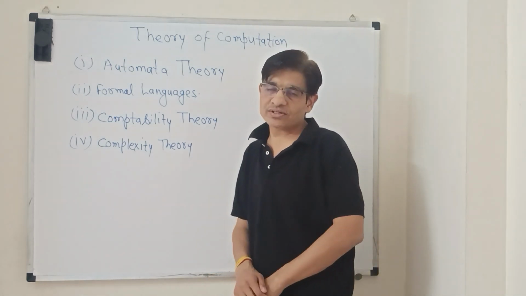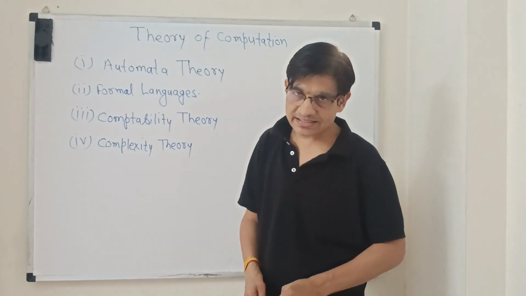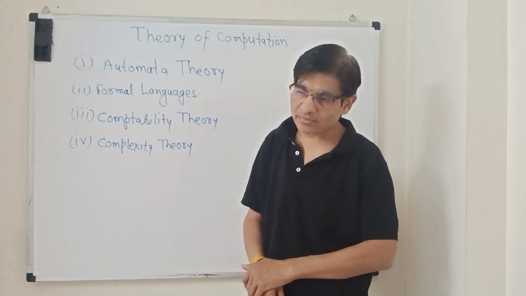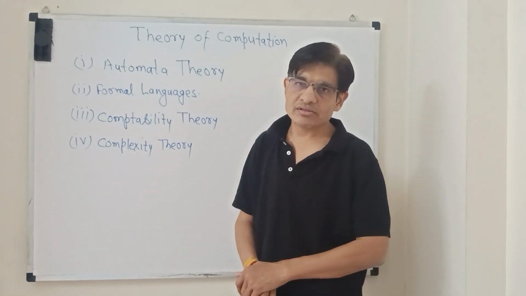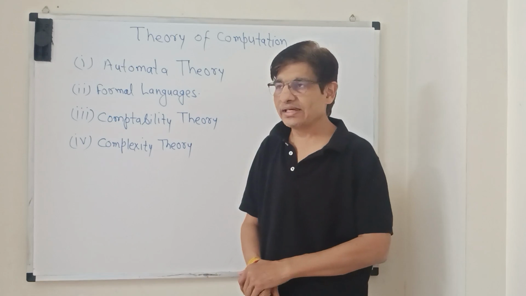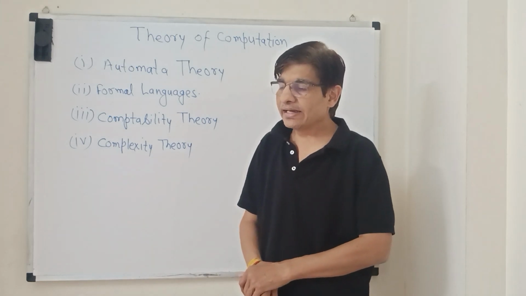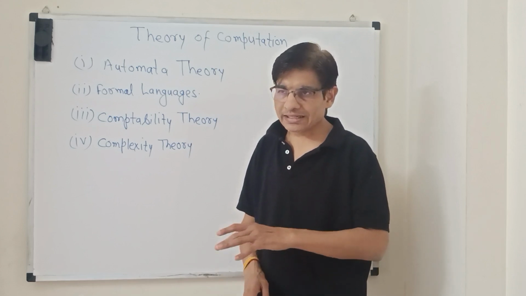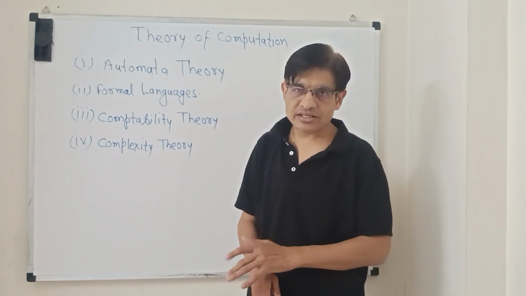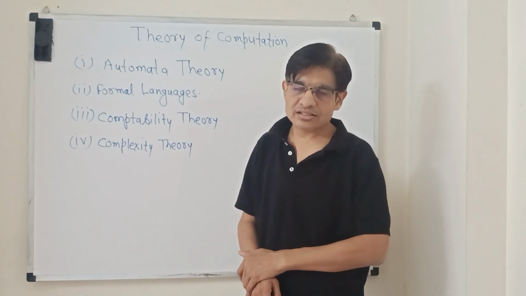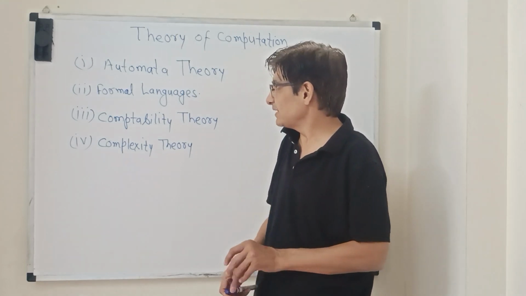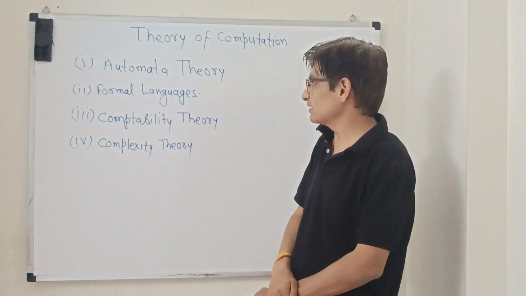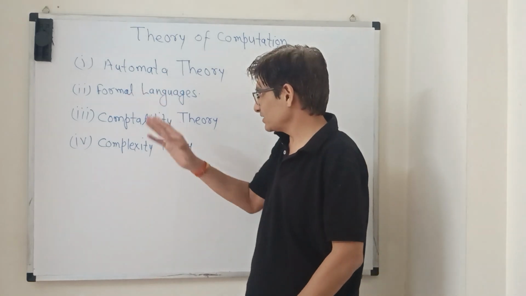So basically theory of computation is a branch of computer science that deals with problems and the algorithms related to those problems, how any problem can be solved using an algorithm, and how efficiently it can be solved with that algorithm. That kind of study we are doing. Theory of computation has four different sub areas, which I have listed here.